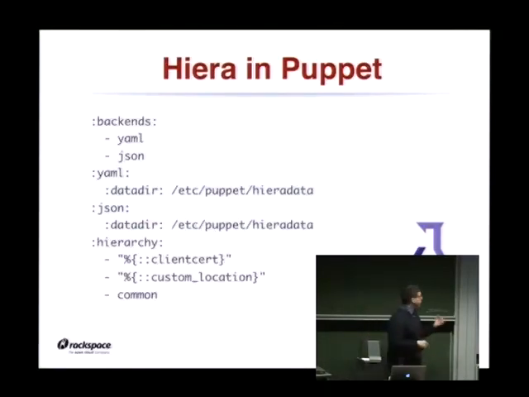So this, for example, would be a config file in Hiera. And you can see, especially, the hierarchy section, which is very interesting, in which you can actually define how these metadata and these variables will overwrite each other when you execute.